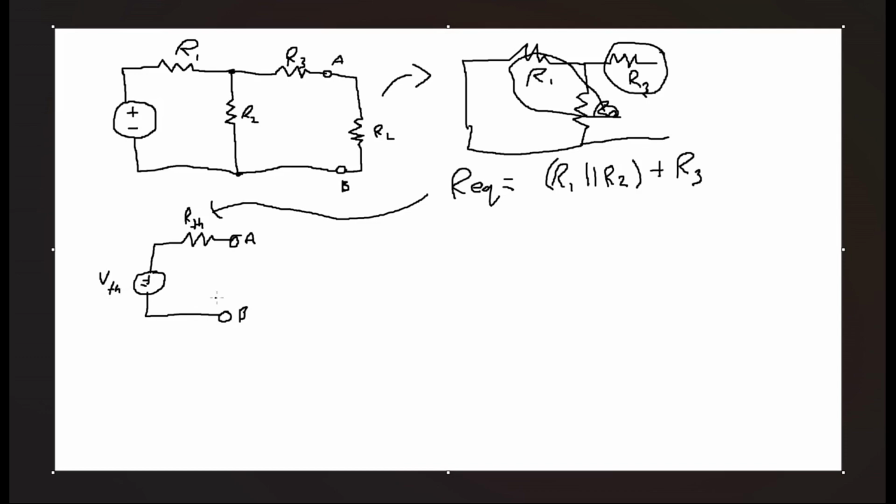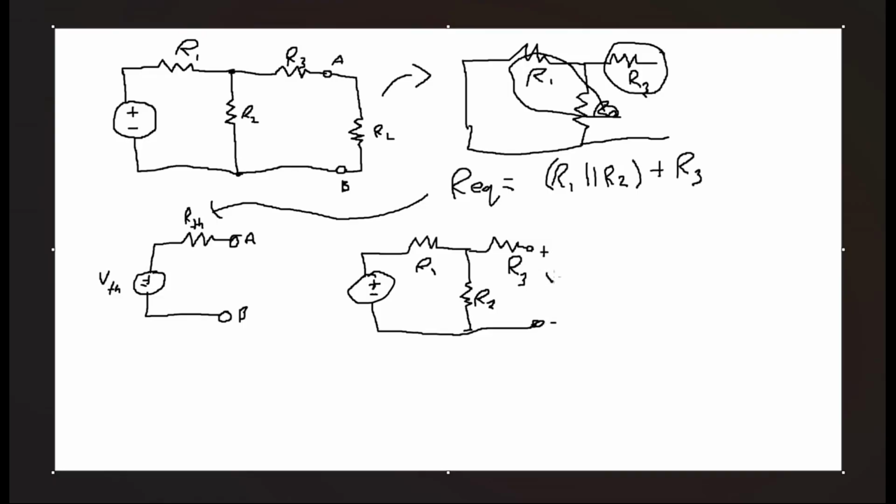Now we need to find the Thevenin voltage. We do this by opening the load, draw this out, just like we did in the first circuit when we found the equivalent resistance. And now we have to find this open circuit voltage. And this will be the same as the V Thevenin voltage right here.